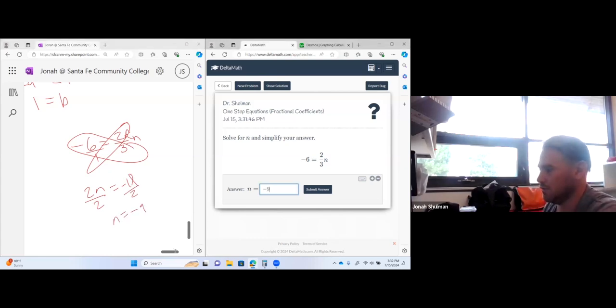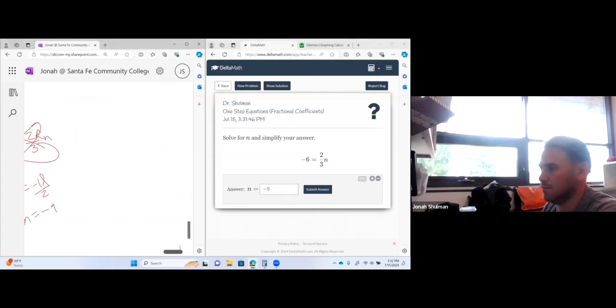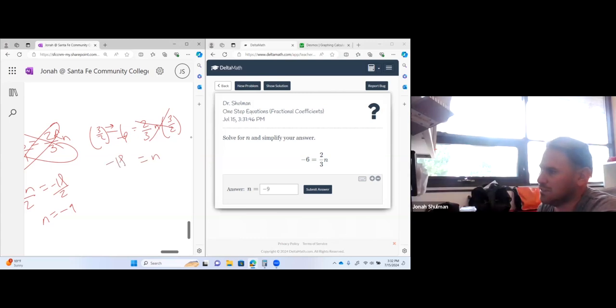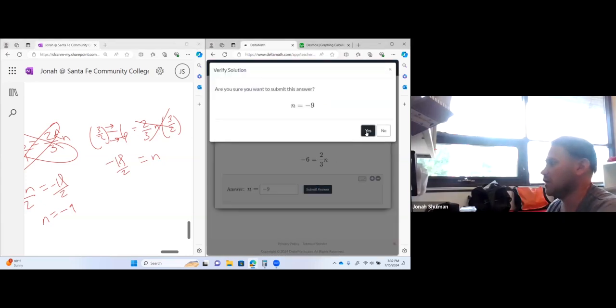Here's another way to see it, though. If we have it this way, you could always think about it as negative 6 equals 2/3 n. You can multiply by the reciprocal, so multiply by 3/2 on both sides. Still making this a fraction. These cancel. You're just left with the ends. 6 times negative 3 is negative 18. 2 times 1 is 2. Either way, we're left with negative 9.